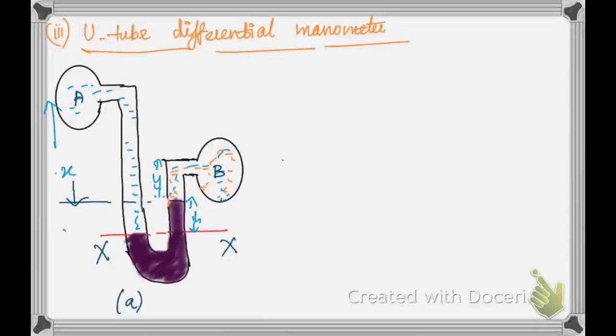So here we are seeing a U-tube manometer. In figure A, you can see that the two points A and B are at different levels, and they also contain liquids of different specific gravity. These two points can be connected by means of a U-tube differential manometer. I am assuming that the pressure at A is PA and the pressure at B is PB, and H is the difference in mercury level. So we can see H here, the difference in mercury level.